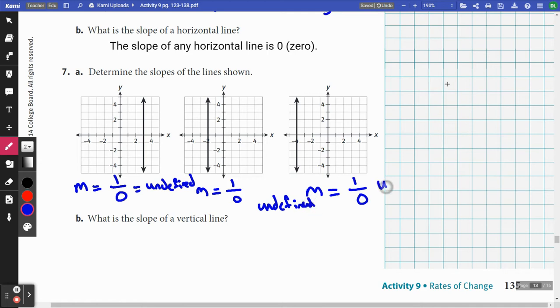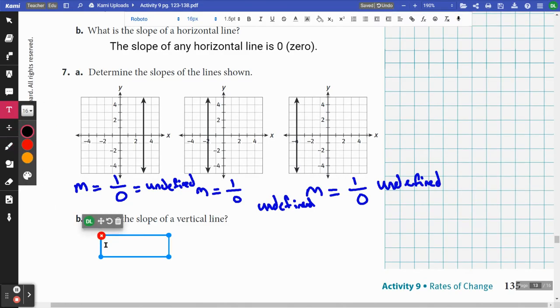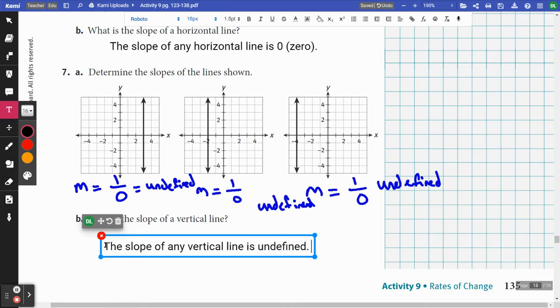That's the answer to all of these, which is undefined. And so what is the slope of a vertical line? The slope of any vertical line is undefined.